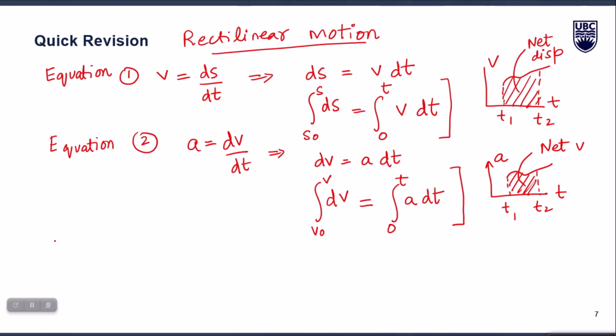The third equation was actually relating all three parameters, displacement, velocity and acceleration, and that was our equation 3. We actually combined 1 and 2 to get 3. It was v dv is equal to a ds. So v dv is equal to a ds was our equation 3, and this is actually determined using 1 and 2. It's relating all three, s, v and a, in one equation.